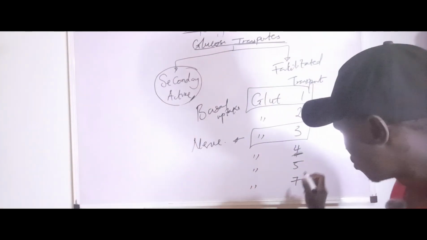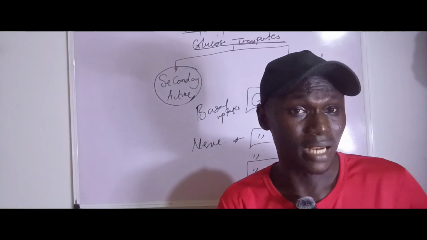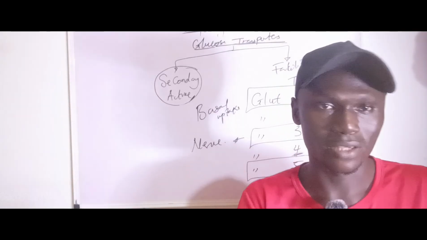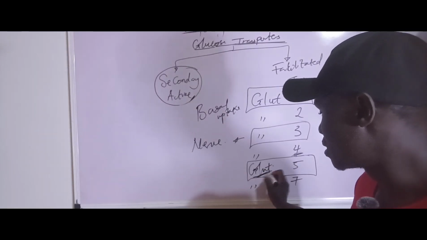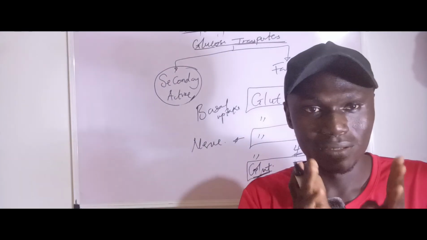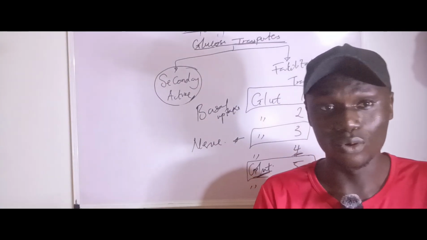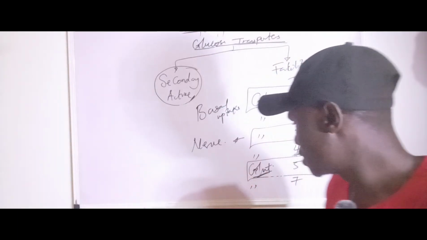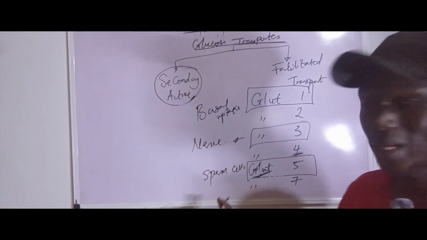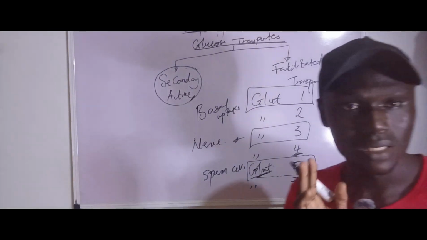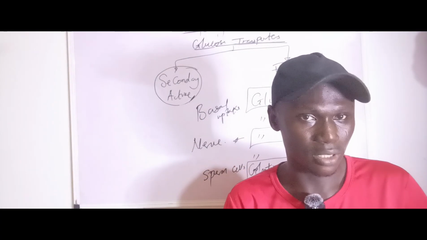All right. Now, another simple one you can easily remember is GLUT5. Take note that GLUT5 is not a glucose transporter. Yes, you are seeing GLUT there, but don't be deceived. It is not a glucose transporter. Rather, it is a fructose transporter. It transports fructose and not glucose. And it is seen in sperm cells, in the testis. That's where you see it more. GLUT5 is a fructose transporter. This is an MCQ question. Is that clear?